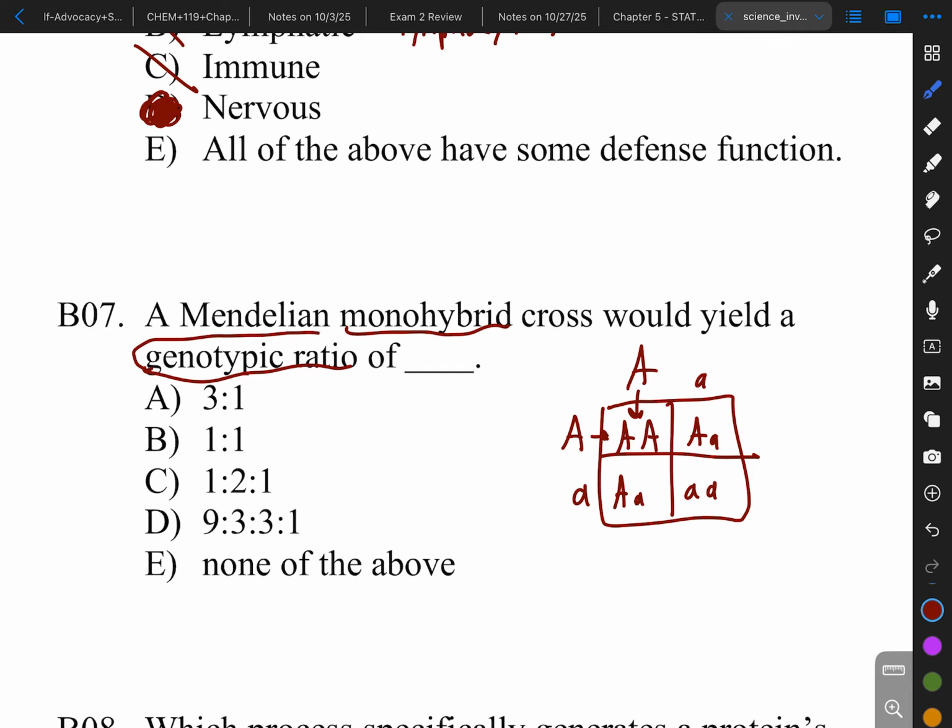And pay very close attention to genotype ratio, because if you were looking at the phenotype ratio, which is basically the trait, you would get a different answer. You would have gotten A. So read the question carefully. We have 1 homozygous dominant, 2 heterozygous, and 1 homozygous recessive. So the answer to this one would be C. And if it's asking for phenotypic ratio, you would have gotten 3 dominant, and this one would be recessive.